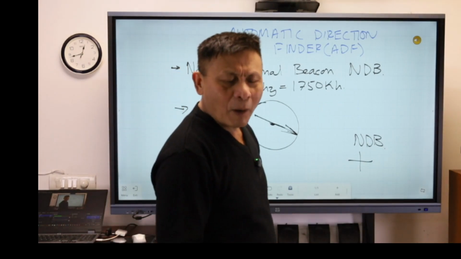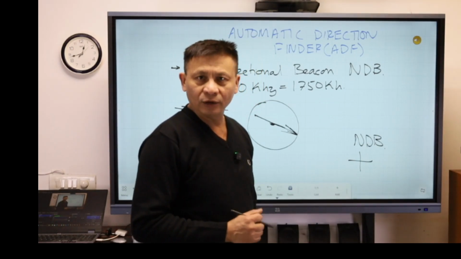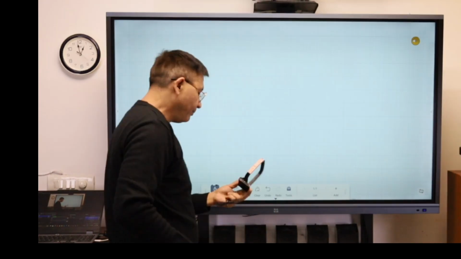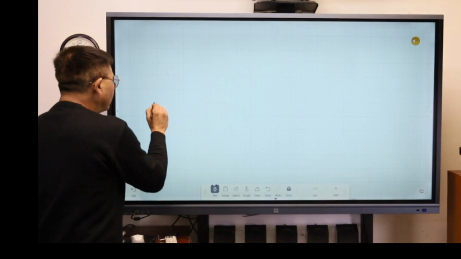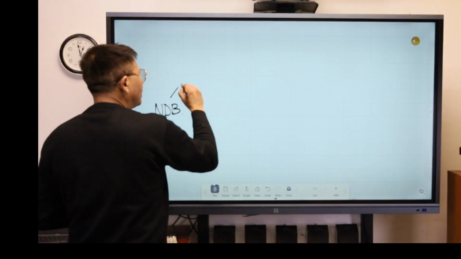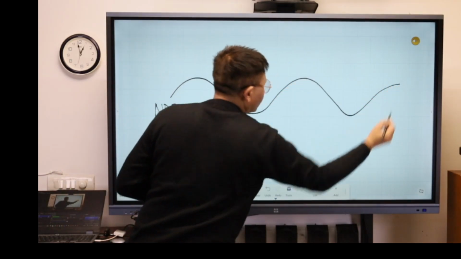The principle of operation of ADF is bearing by loop theory. So what exactly is bearing by the loop theory? Okay, now let us assume that the NDB is here and it is transmitting a vertically polarized wave in all directions like this.